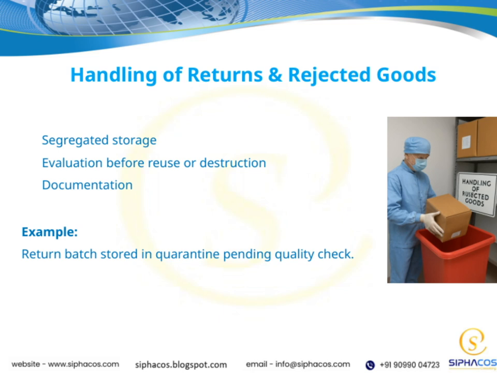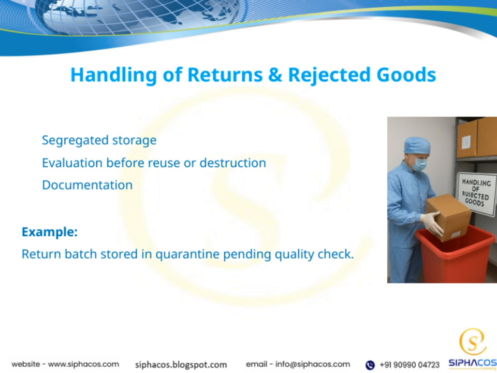This helps prevent mix-ups and ensures clarity in our inventory management. Next, before we decide whether to reuse or destroy these goods, we evaluate them thoroughly. This step is vital to determine their condition and whether they meet our quality standards. Finally, all actions taken regarding returns and rejected items must be properly documented. Proper documentation creates a clear record, supports traceability, and helps us comply with regulatory requirements.